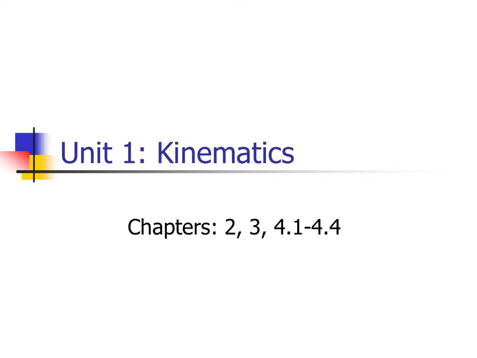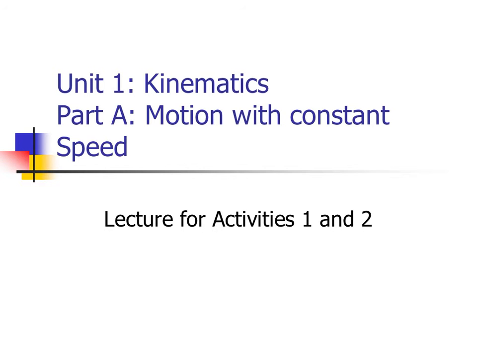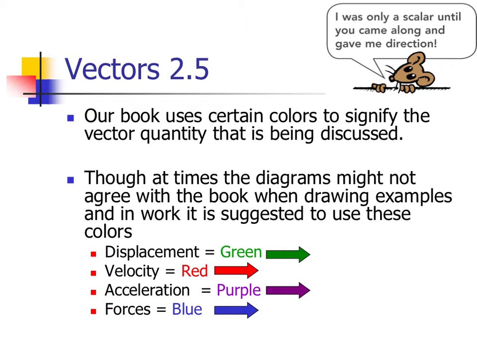So this would be the second half of the notes for Unit 1 Kinematics, Part A. And we're going to specifically talk about some of the vectors and what that means. First off, we should have an understanding of what these colors of the vectors mean. We try to make sure that we all are using the same color as much as possible.